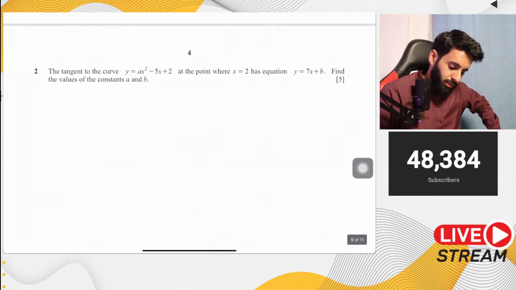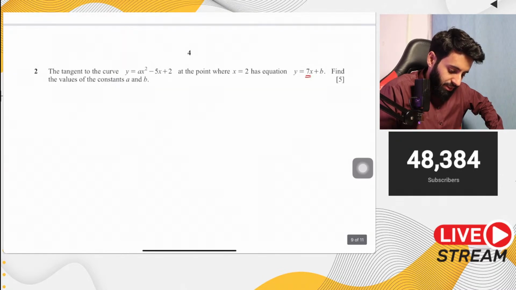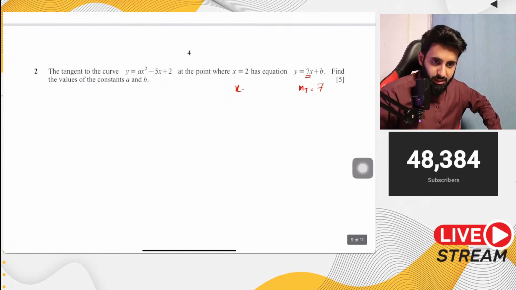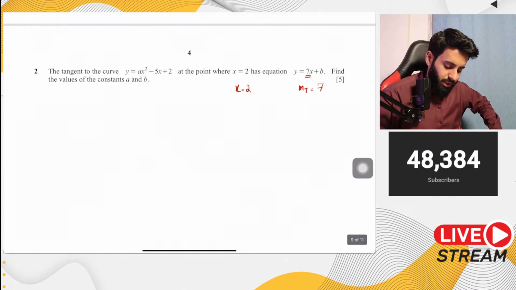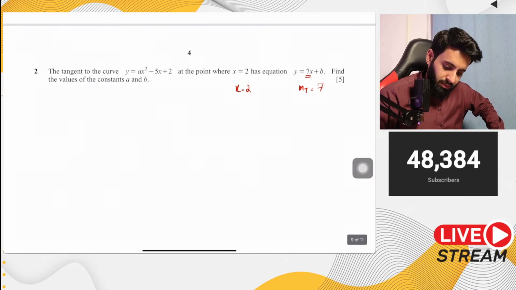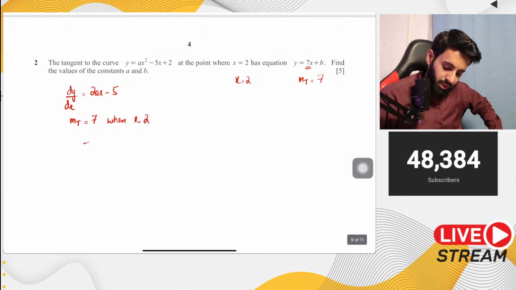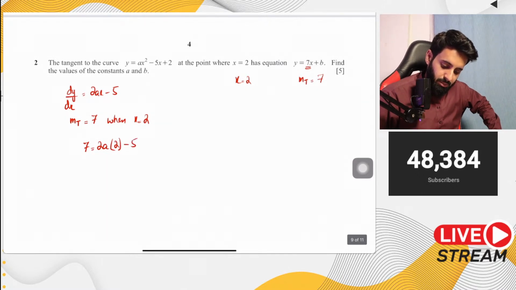Then I'll solve this. So basically, here is the gradient of tangent, which is equal to 7. And what is the value of x where the gradient equals 7? It's x equals 2. This question is too similar. Yeah, I know it's similar, but let's just quickly get it done. So we differentiate it. When we differentiate it, we have 2ax minus 5. Remember the gradient of tangent is equal to 7 when x equals 2. So you equate it to 7 and plug in 2 in place of x. And here's what happens. 7 plus 5 is 12. 12 is equal to 4a, which means a is equal to 3.